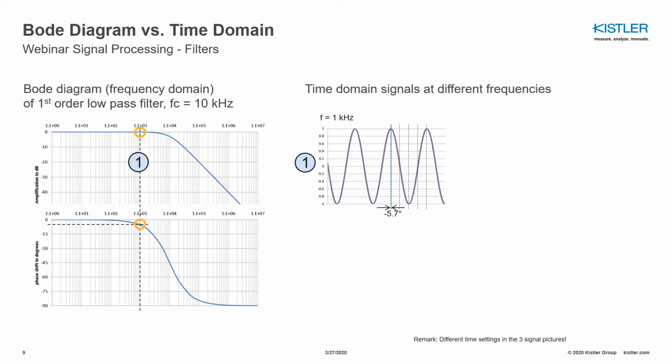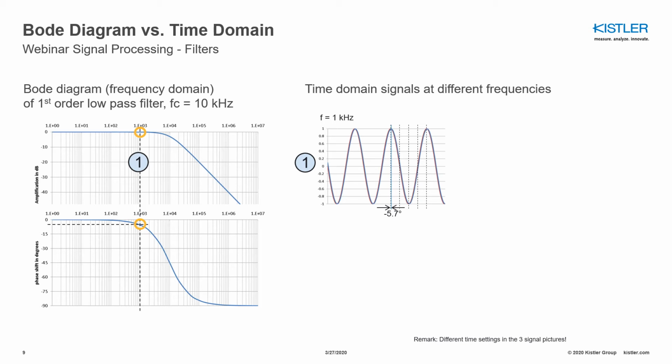So if we have a look onto the frequency response on the left side, we can clearly see that at 1 kHz the amplification is at 0 dB, which means we don't have any damping yet. When we have a look into the phase response, we can see that at 1 kHz there is already a slight phase shift of around -6 degrees.